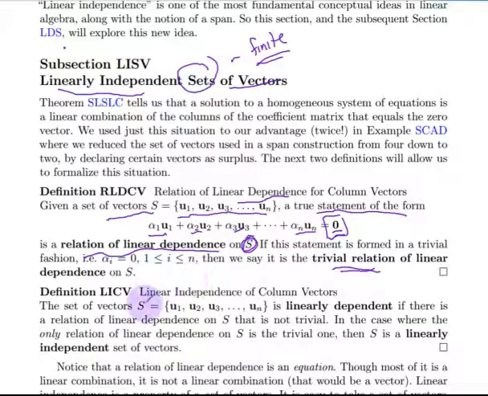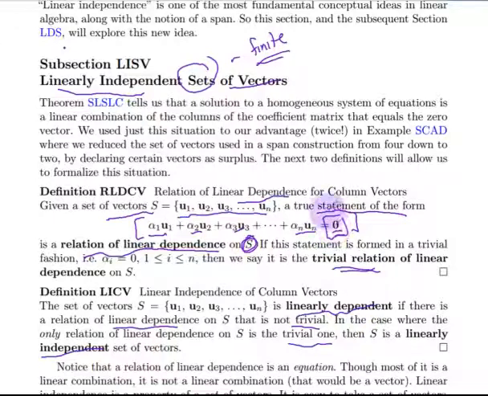Okay, so a set of vectors is linearly dependent if there's a relation of linear dependence that's not trivial. In other words, I can find non-zero coefficients that will make this statement true. In the case where the only relation of linear dependence is the trivial one, then S is linearly independent. So there are two options, linearly dependent or linearly independent, because the trivial relation always holds. But in some cases, when the vectors are linearly dependent, there are other relations besides the trivial relation.